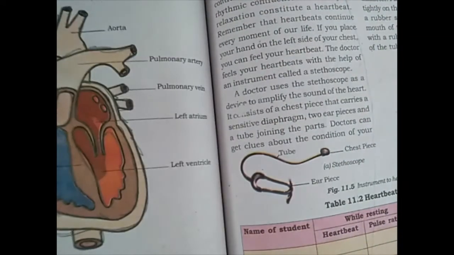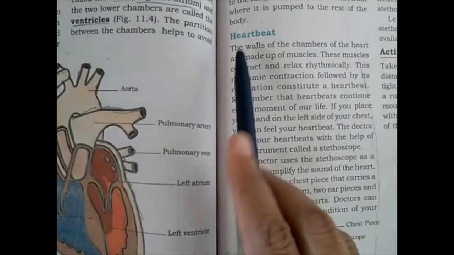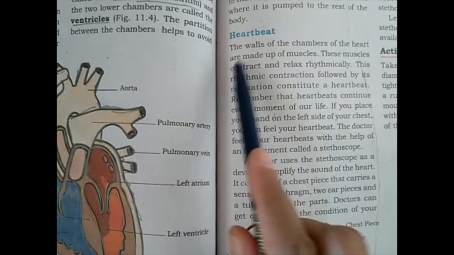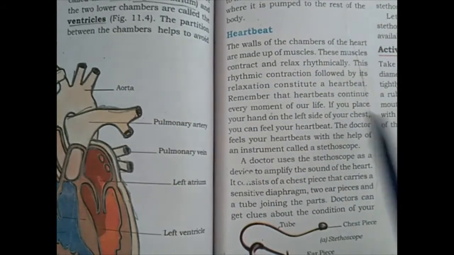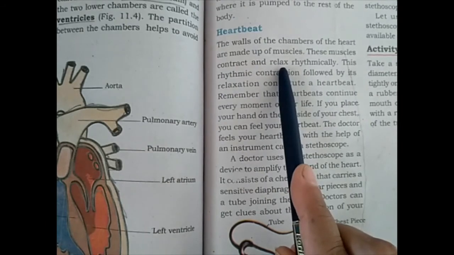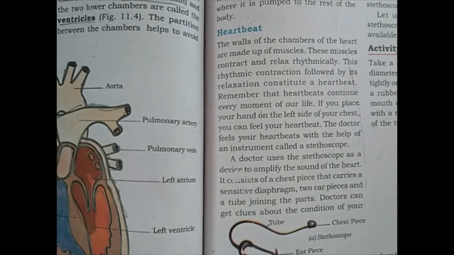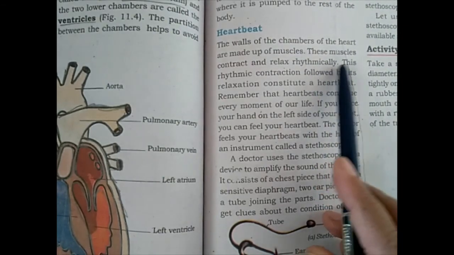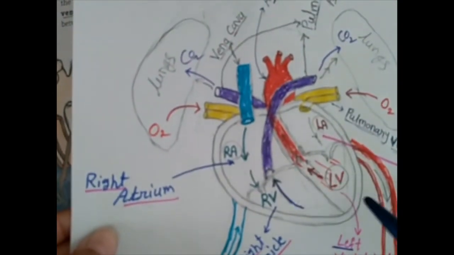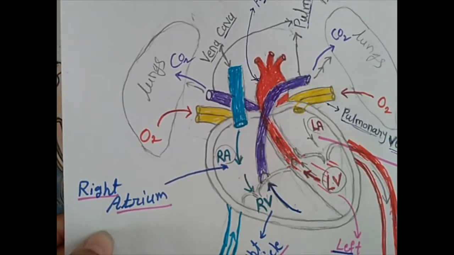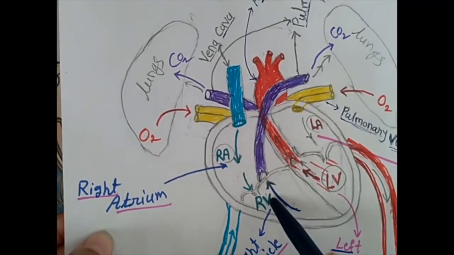So you can measure the pulse rate and heartbeat. What is the heartbeat? The walls of the chambers of the heart are made up of muscles. We know that these are very flexible. These muscles contract and relax rhythmically, and sound is also created while the blood is pumped out of the heart. While the blood is pumping out of the heart, the sound is louder, and that sound is followed by a softer sound.